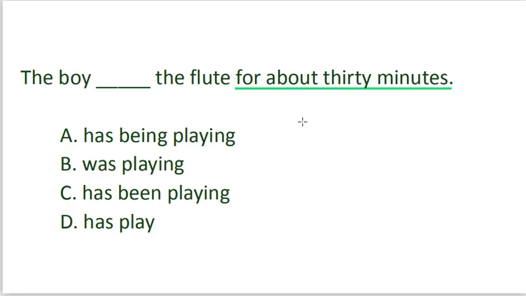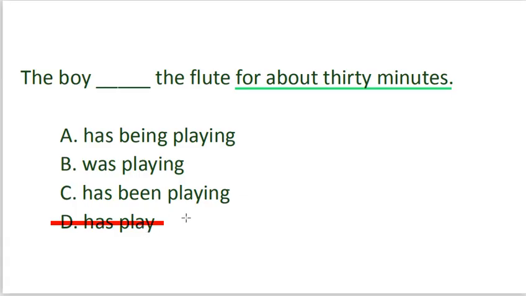And the present perfect tense that we have is not correct. That is option D, has played. It should be has played. So option D, strike it out. It is not correct. There is no expression such as has played.